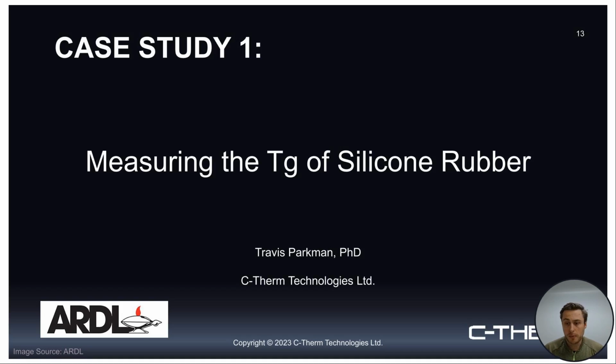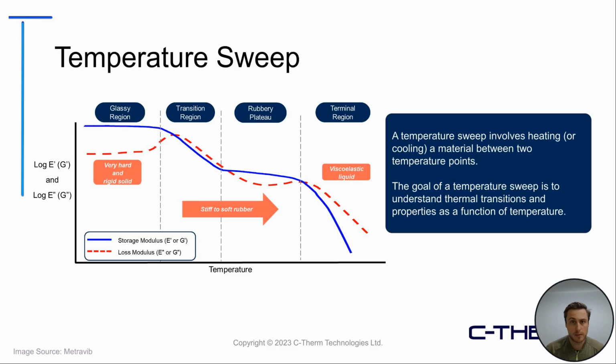So now I want to move on to a couple case studies here. The first one is just going to be measuring the TG of silicone rubber. And this was something I presented at Rubber IEC earlier this year with the help of ARDL, who did all the testing for us. So I don't want to go into the full presentation, but I did want to take one experiment that I thought would be useful to set up how we can measure the TG of a material and some important considerations to make while designing a temperature ramp test.